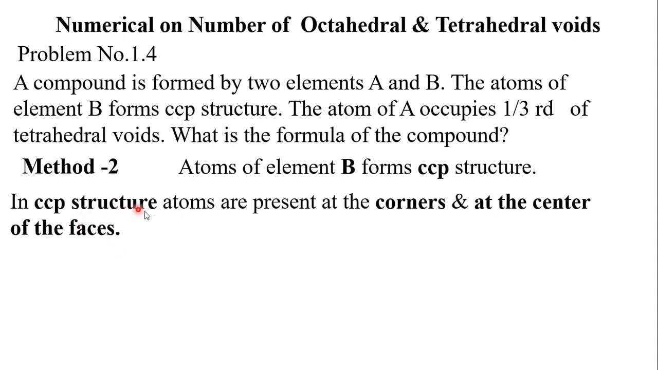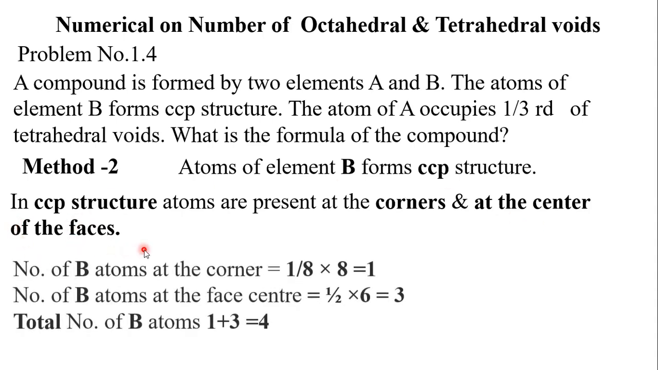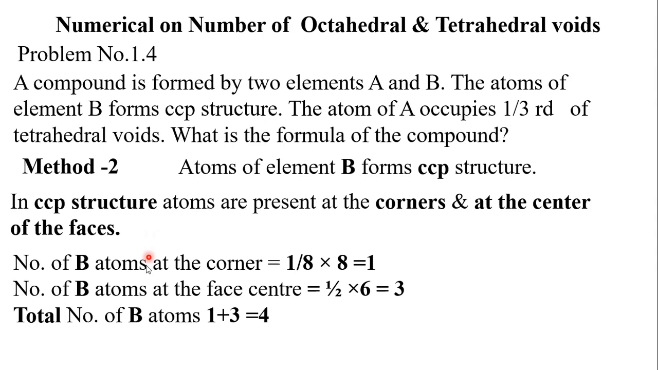So in CCP structure, atoms are present at the corner and at the center of the face. So total number of atoms in CCP is equal to what? Number of B atoms at the corner is equal to how much? Total corner atoms, how many? 1/8 into 8, that is equal to 1, and number of B atoms at the face center is equal to half into 6, that is equal to 3, and therefore total number of B atoms in CCP structure is equal to 4.